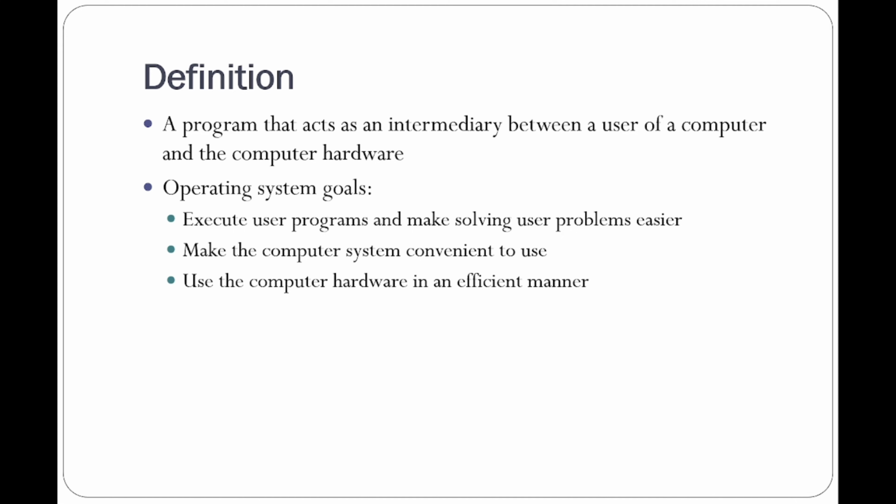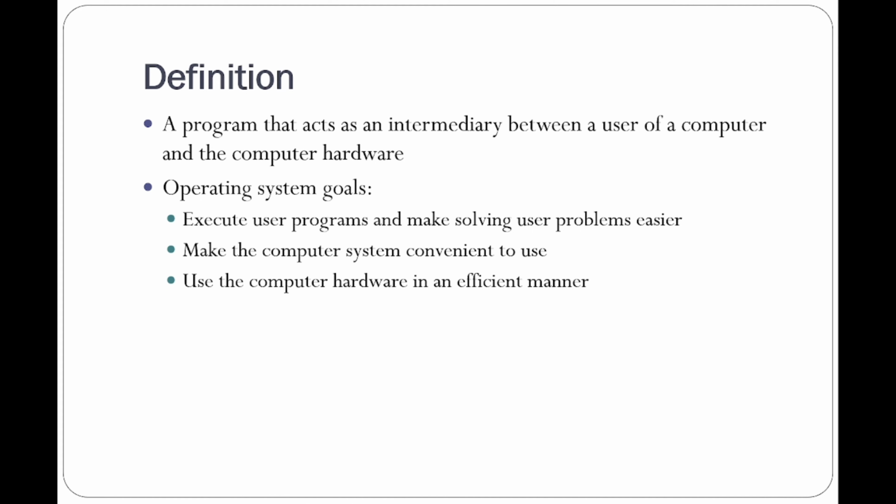So, in order to install any software on a computer system and use it, we actually require another software which acts as an intermediary between the user of a computer and the computer hardware. So, the operating system is nothing but that intermediary software, right? We have a hardware. That hardware is not useful for us until and unless we install an operating system on it, right? So the basic goal of an operating system is to execute user programs and make solving user problems easier.